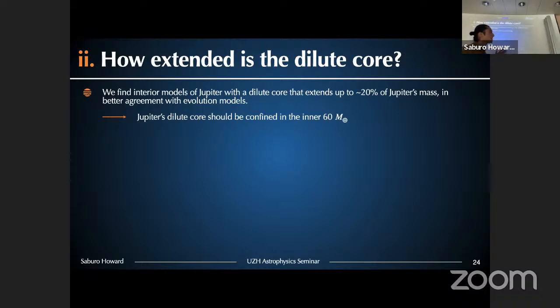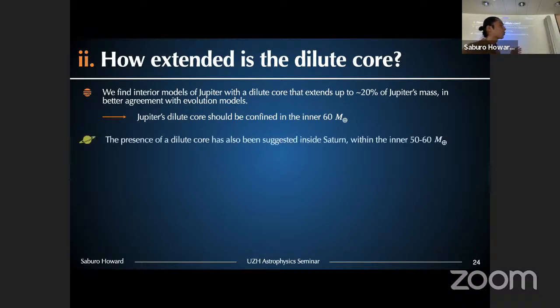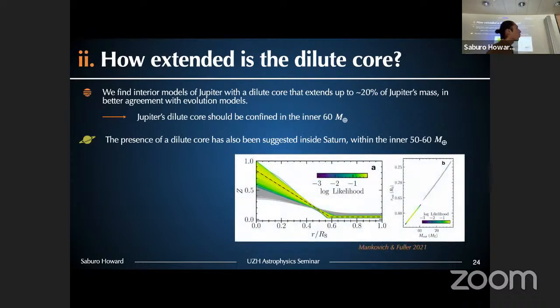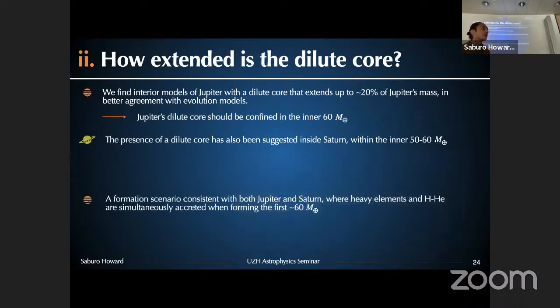And what's interesting is that in Saturn, the presence of a dilute core has also been suggested. And inside Saturn, the dilute core should also represent a mass of about 50 to 60 Earth masses. So at that time, we concluded that we found a formation scenario that is consistent with both Jupiter and Saturn, where you form this dilute core by accreting both solids and hydrogen-helium simultaneously when you form the inner 60 Earth masses that represent the dilute core.